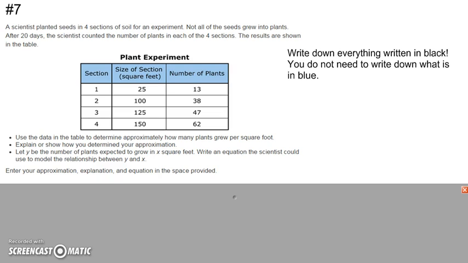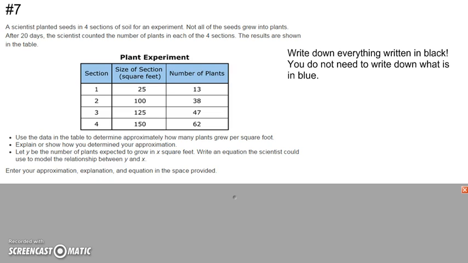So we see our plant experiment. First you have the section number and then the size of each section and the number of plants listed for each of those sections. Use the data in the table to determine approximately how many plants grew per square foot. Explain or show how you determined your approximation.